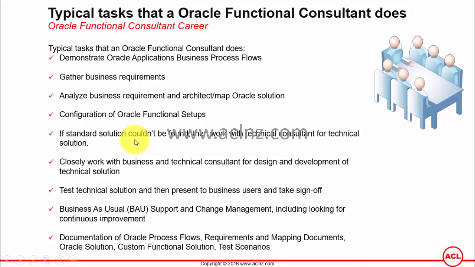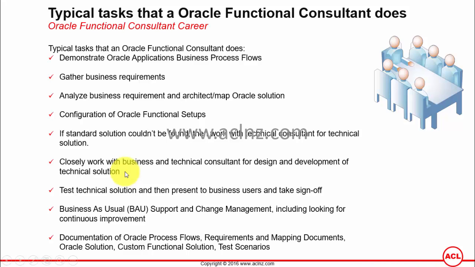Once you have a discussion with the technical developer and the technical solution is agreed upon, then a functional consultant works closely with the business users as well as the technical consultants for the design and development of that technical solution. But for this to happen, the solution proposed must be approved by the business users. So again, this is more of a communication kind of role, wherein a functional consultant liaises with business users and technical consultants to come out with a technical solution and then works towards its development and delivery.